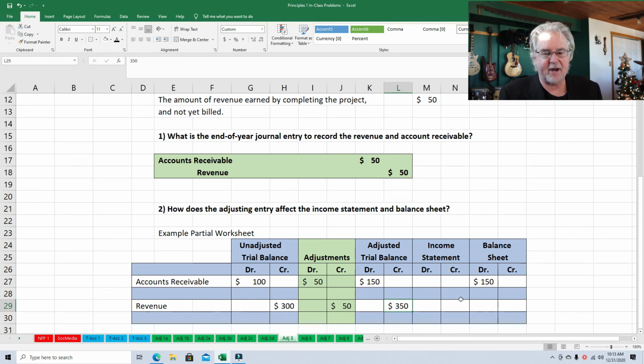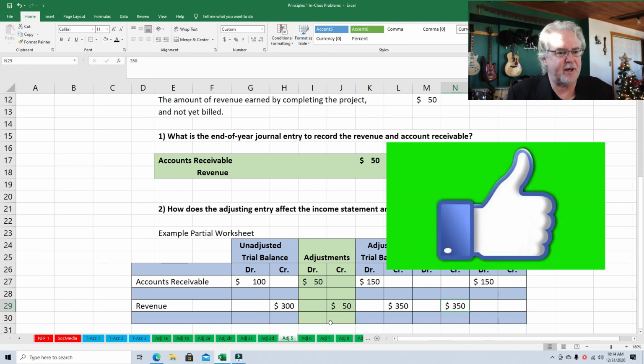Then finally, we have to decide whether it goes on the income statement or the balance sheet. There are only two things that go on the income statement: expenses and revenues. Revenue is going to go on the income statement. You might ask, does it go as a debit or a credit? It's sitting here in the unadjusted trial balance as a credit, so we'll put it on the income statement as a credit. And you might say, don't debits and credits have to balance? It's true, they do, but this is just a little teeny picture of what's going on. So things are going to balance. There's your very first introduction to how this all works.